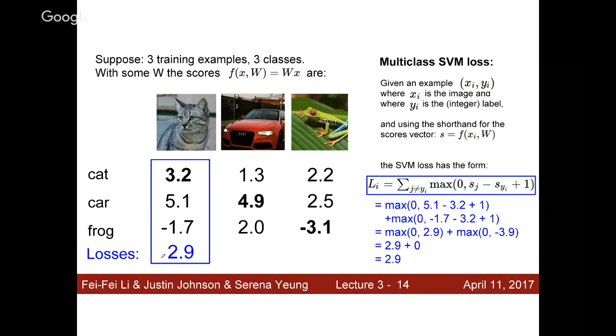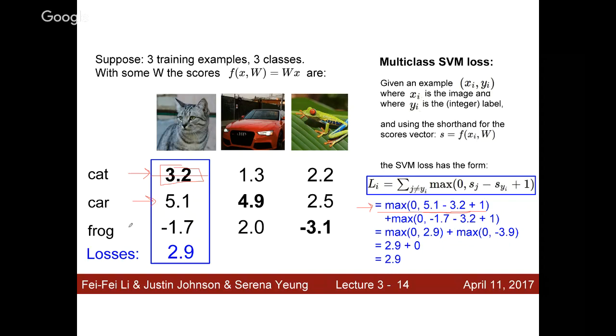For this one here, we're going to take the first form. We skip the cat because cat is the correct class, so we're not going to deal with that. So we're going to take the car. We take the max of 0 and Sj, which was 5.1, minus Syi, the correct class score, which is this number here, 3.2, plus 1. That's the first part of this formula.